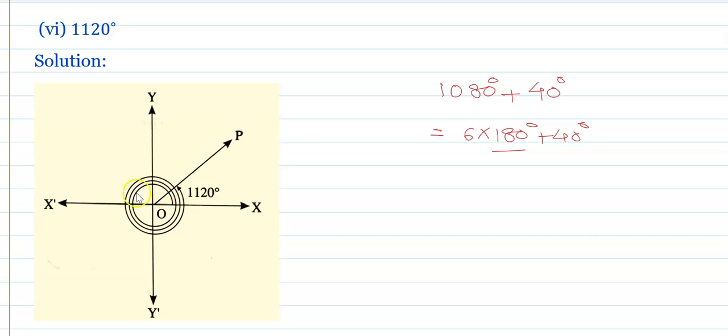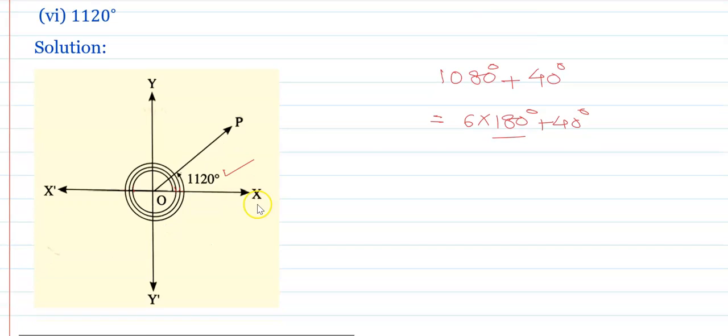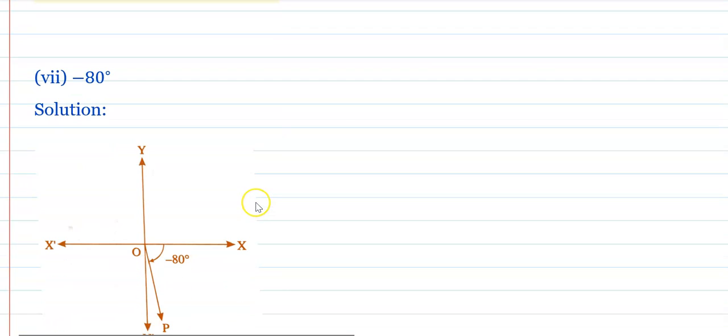This is the first time, second, third, fourth, fifth, and this is the sixth one, and again 40 degree, then it makes 1120. The terminal ray lies in the first quadrant, and hence the angle is in the first quadrant. Next, minus 180. It is in the clockwise sense.